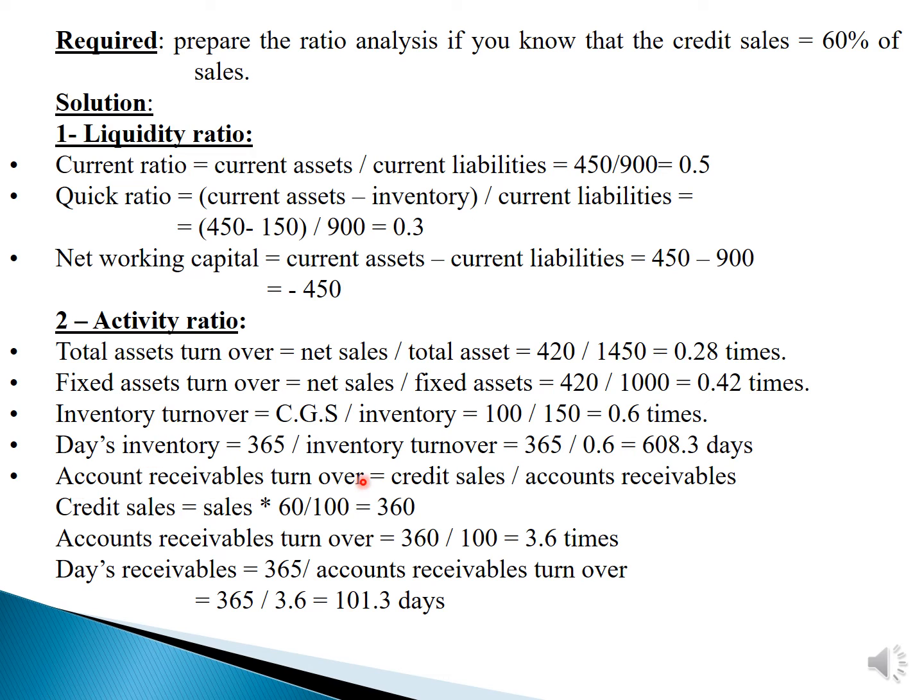Account receivable turnover. The equation for the account receivable turnover is credit sales over account receivable. He told us in the example that 60% of the sales are credit. So we should first find the credit sales, then we can apply this rule.